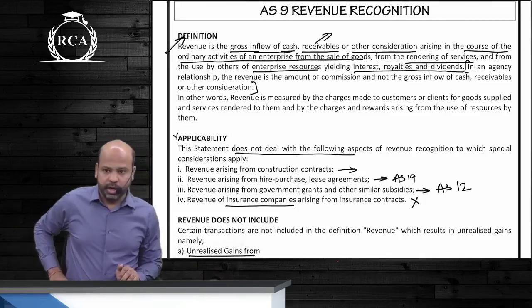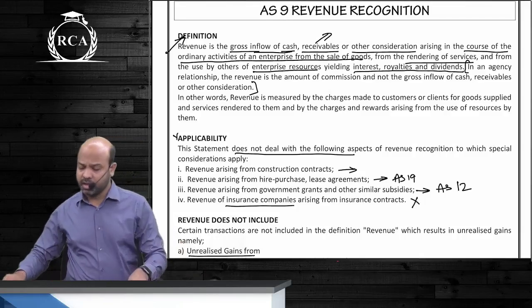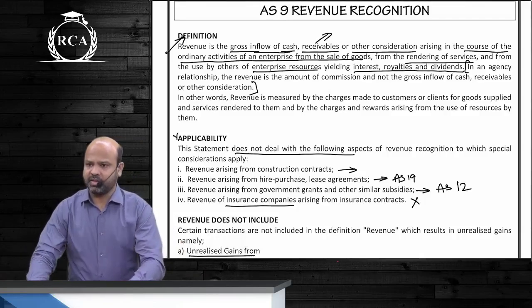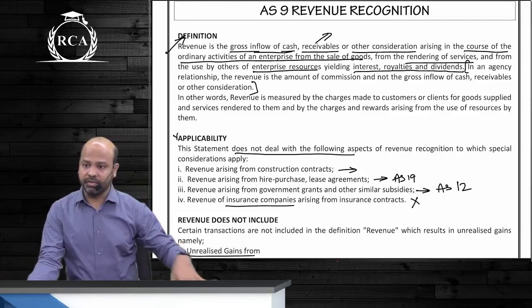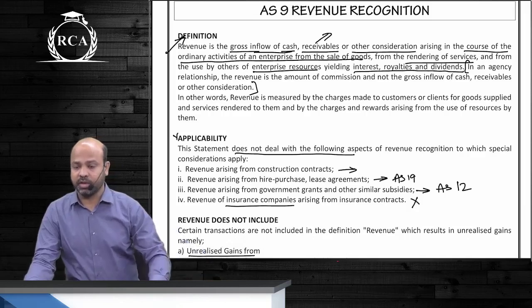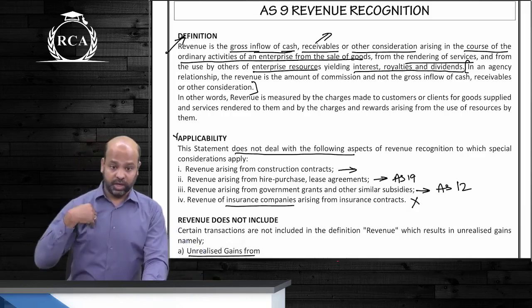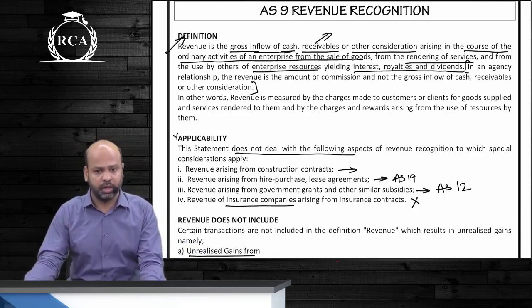So guys, here's a quick revision of Accounting Standard 9. First, AS9 deals with revenue recognition. The definition of the word revenue is that it is a gross inflow of cash, receivables or other consideration.